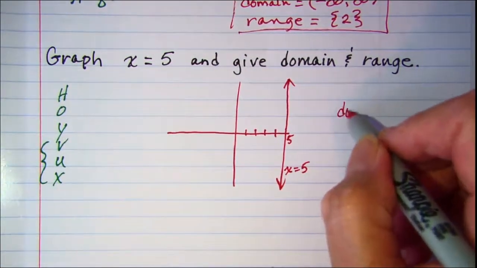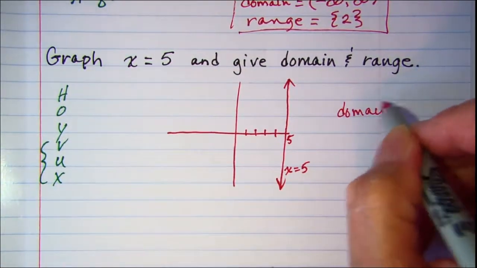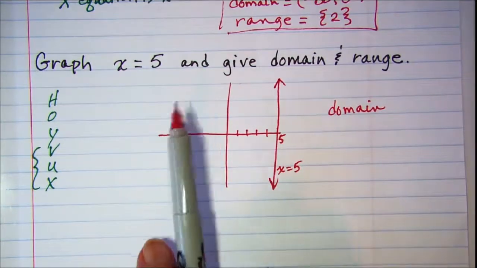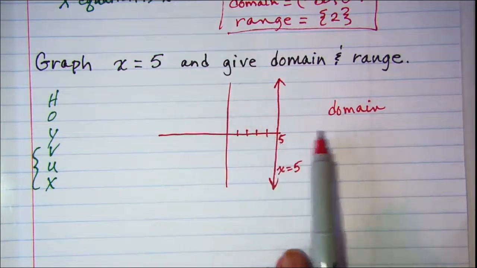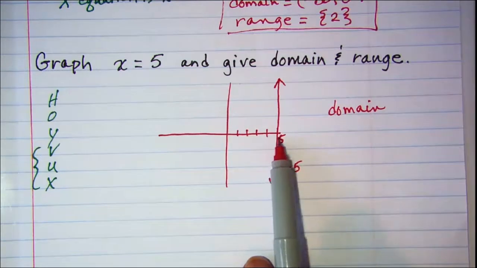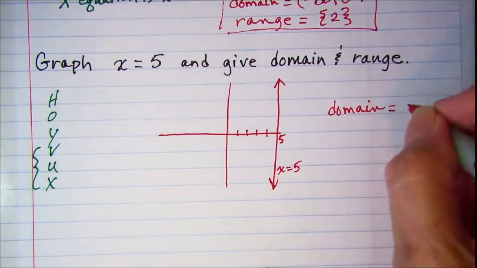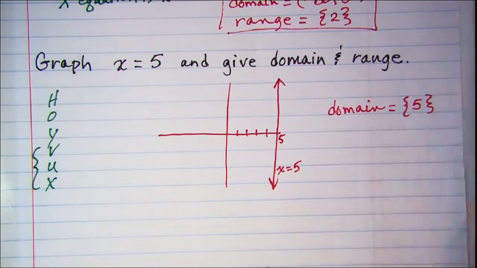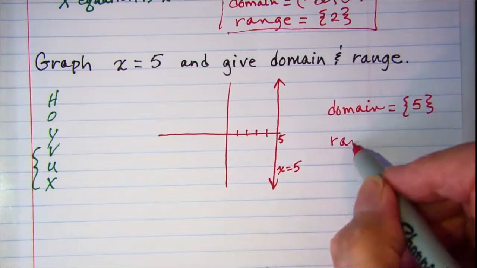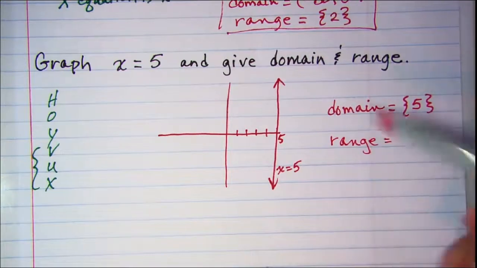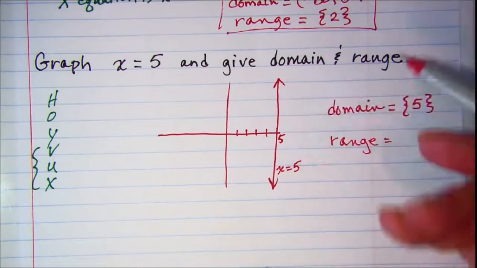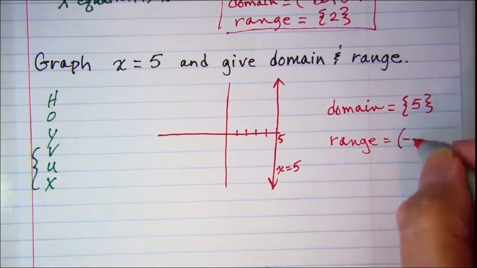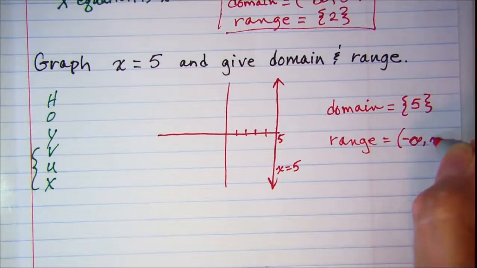This time our domain, the set of x's, the only element that we use is the number 5. So our domain is that set that contains the constant 5. The range is all real numbers. And we'll show that with negative infinity to positive infinity.